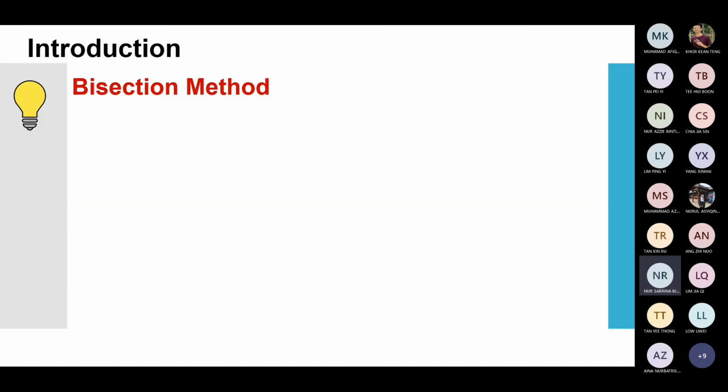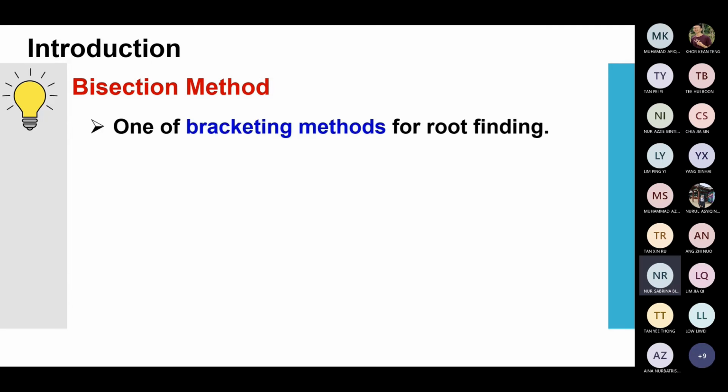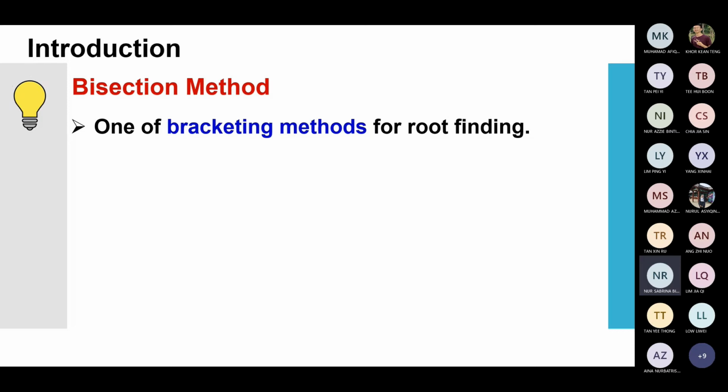The bisection method is a step-by-step approach. What does it mean? It is one of the bracketing methods for root finding. Bracketing means we pick a certain guess and look at whether there is a change in direction. If the direction changes, that means there is a root. If not, we have to choose another value.